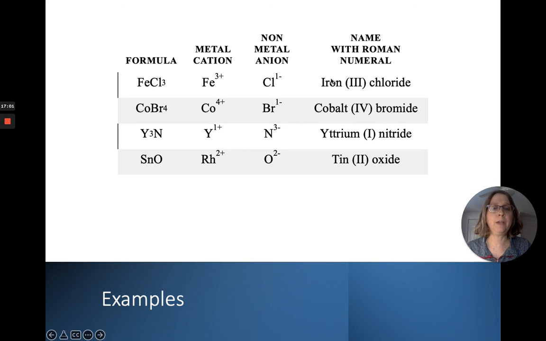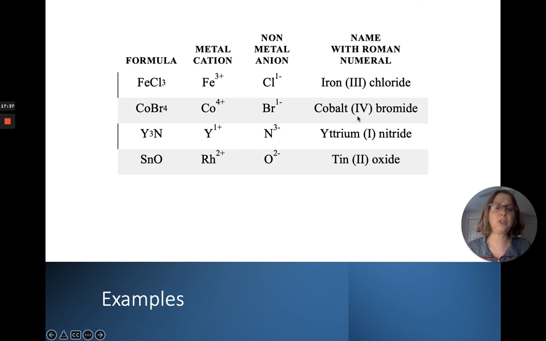So here are ways of naming. Notice the formula does not have the Roman numeral in it. The formula is just a normal formula. It's the name that has the Roman numeral. So this is iron 3+, because based on the formula, the formula has 3 chlorides for every 1 iron. So how do I know that's iron 3+ and not iron 2+? Because of the ratio in the formula, and there's the charge. Cobalt, we know, is a 4+, because there are 4 bromines that are all 1-. So this is cobalt 4.